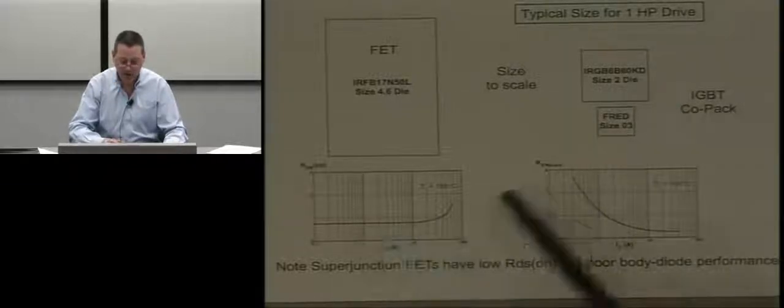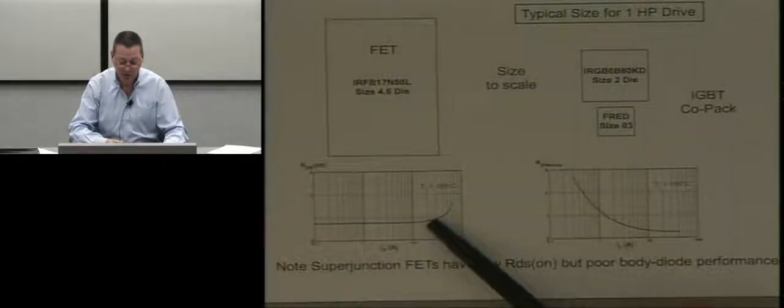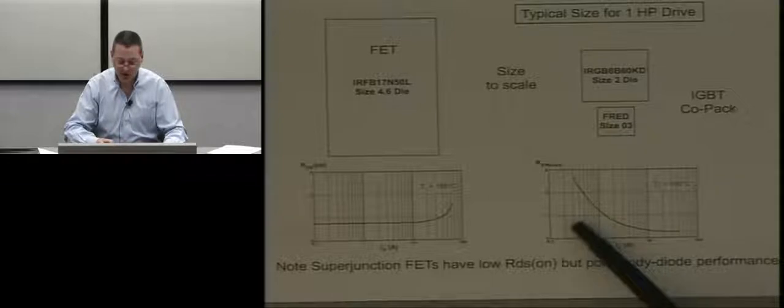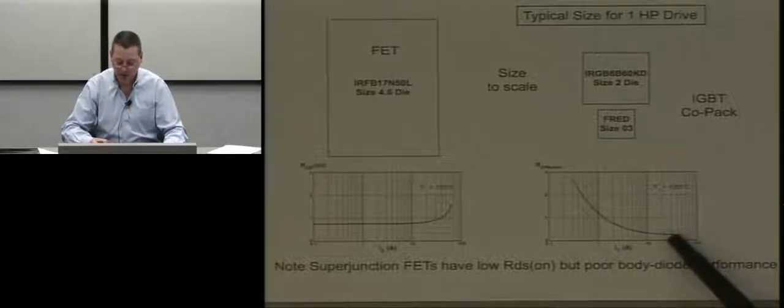And this is just showing the effective RDS(on). So a FET does have some saturation, so at some point it will desaturate and have a higher on resistance. Whereas an IGBT, because it's really more of an on voltage, has this kind of characteristic of effective RDS(on) versus current.